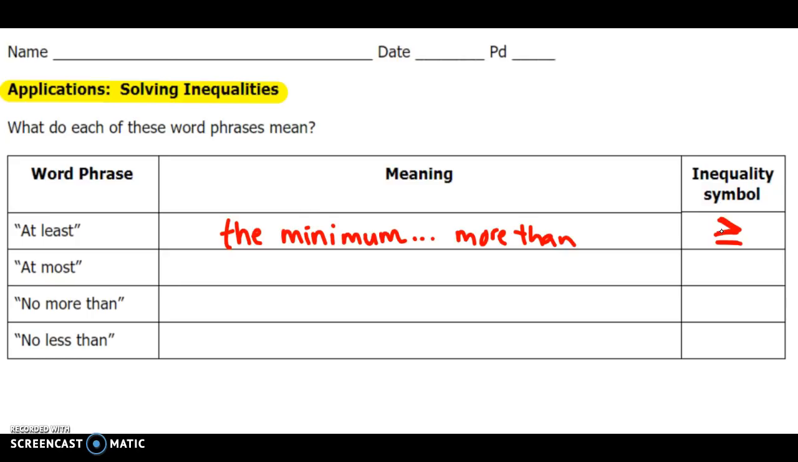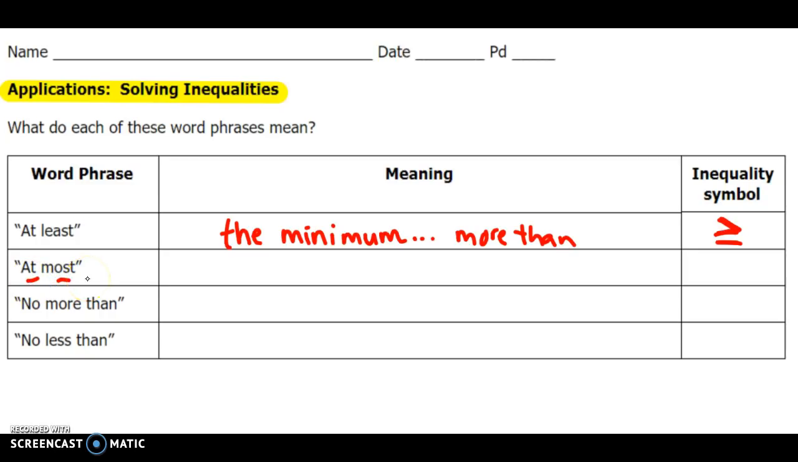And you could say that with chores. Maybe your parents say, at the least you need to clean your room. So what they're saying is you have to clean your room. That's the minimum you need to accomplish. But maybe you could do the dishes or do more than that as well. So on the opposite end of the spectrum, we see a statement like at most in the second box here.